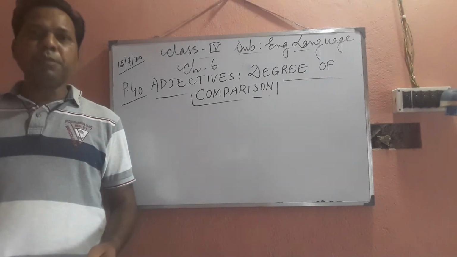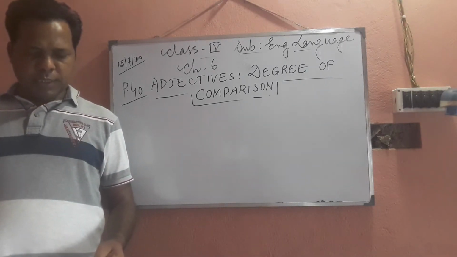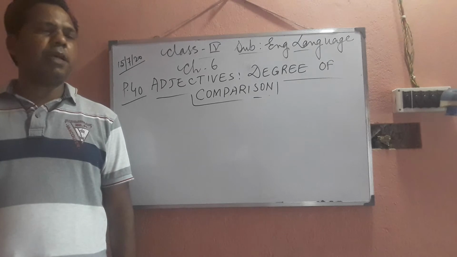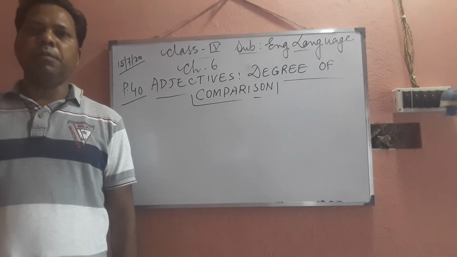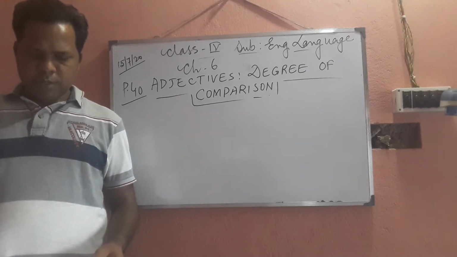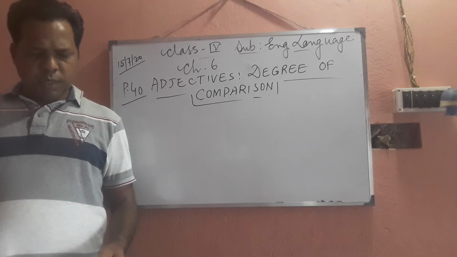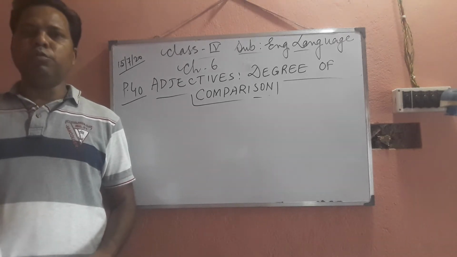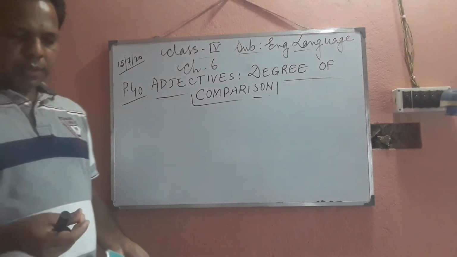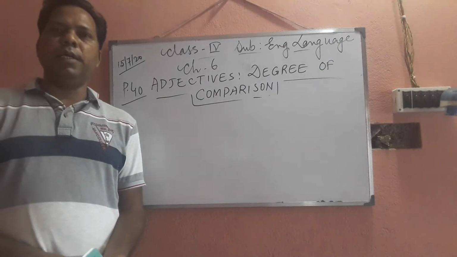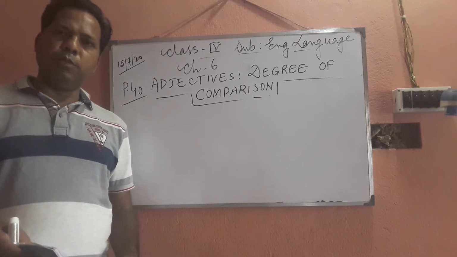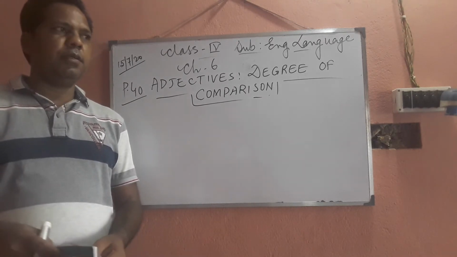Now just below that you see, we know that adjectives are used to describe nouns. As we have studied in the earlier chapter, adjectives are describing words. They describe nouns or pronouns in sentences. But do you know adjectives can also be used to compare nouns? So here we compare, for example, tall, taller, tallest, big, bigger, biggest, and so on. Small, smaller, smallest. All these are comparisons.